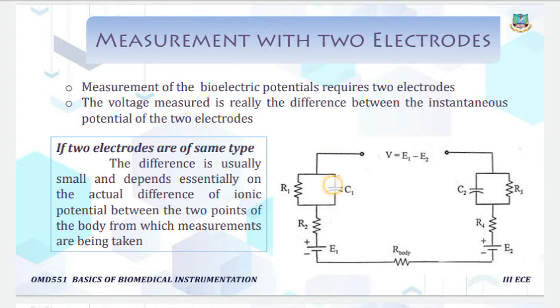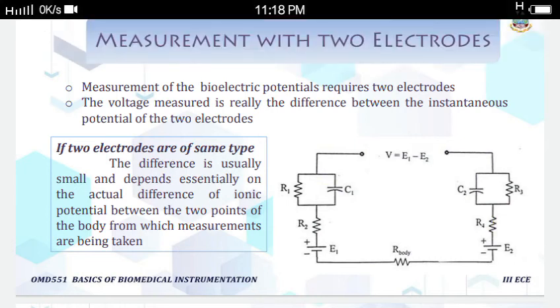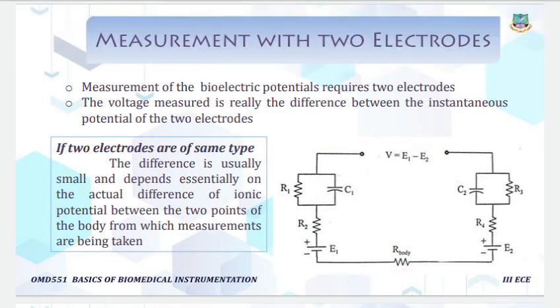This is the equivalent circuit of one electrode, and this is the equivalent circuit of another electrode, and these two electrodes are connected to the body. In the body there will also be some resistance, called the resistance of the body, denoted here. Finally, the difference between the voltages generated by the first electrode and the second electrode is the main voltage, the output voltage that we want after measuring. Have you understood?